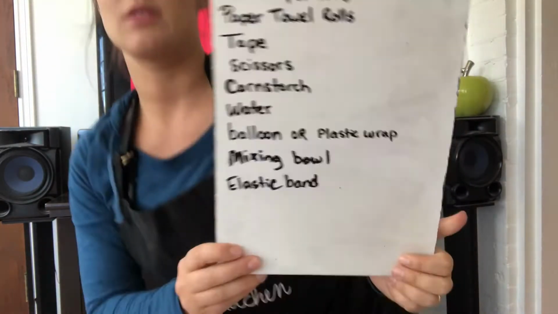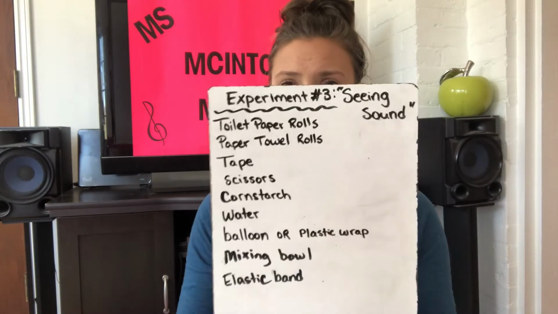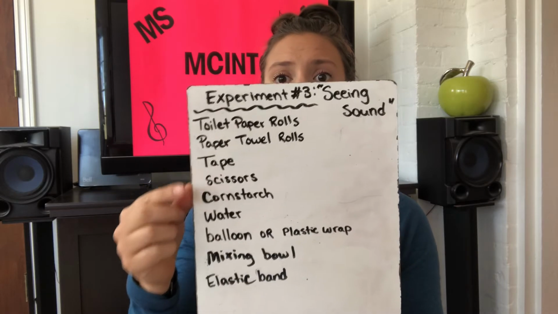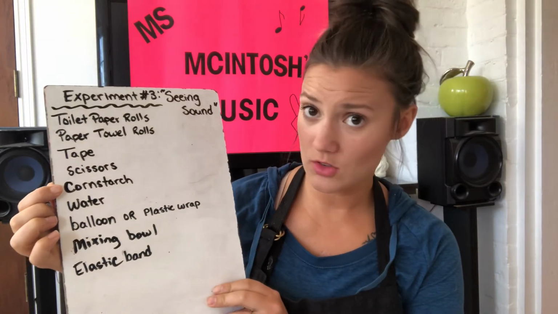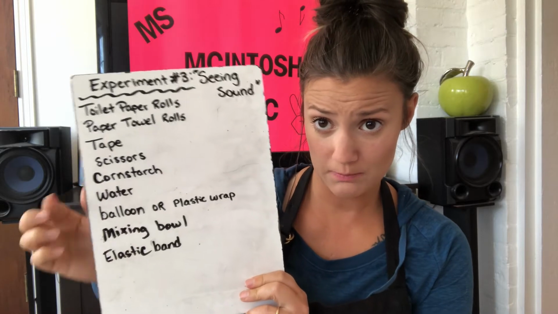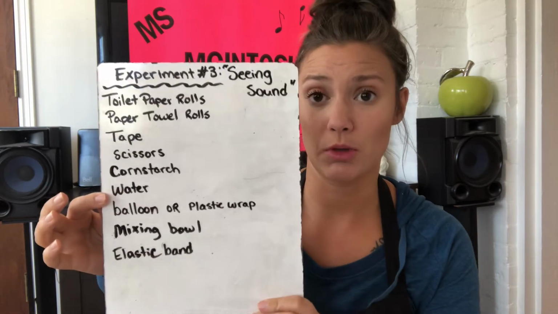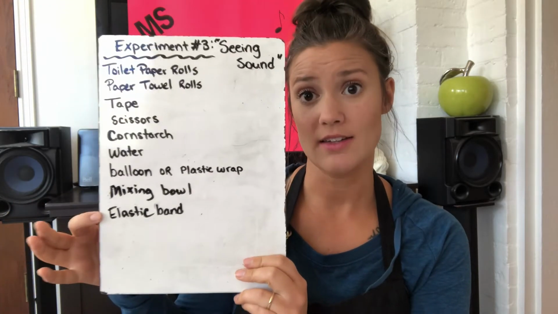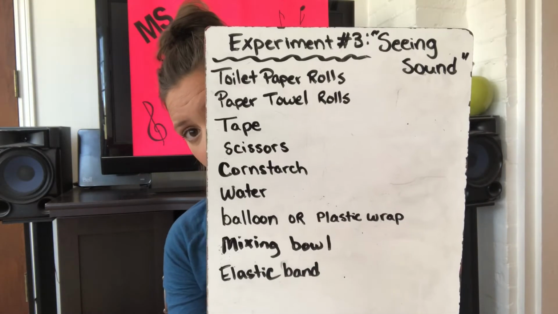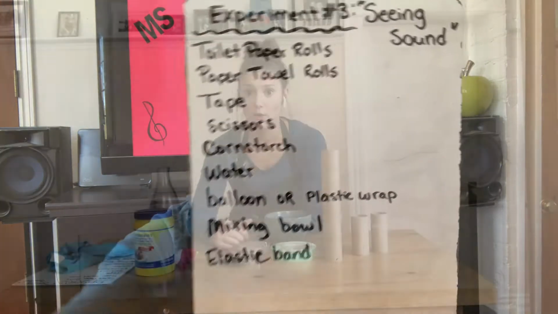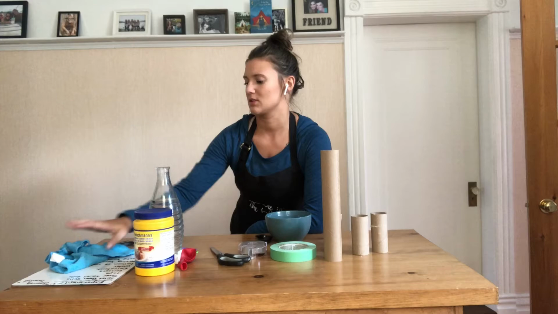All right, so the things that you will need for your experiment are a little bit more than our last experiment. You will require toilet paper rolls or 1 paper towel roll, tape, scissors, cornstarch. You can't substitute flour for this. It has to be cornstarch. Water, a balloon or plastic wrap, or if you have a rubber glove, anything that's kind of stretchy like that. A mixing bowl and an elastic band. So I'll hold this up here so you can look at all the things you need, and then we'll get to the experiment. Okay, so now we have everything that's needed for the experiment.